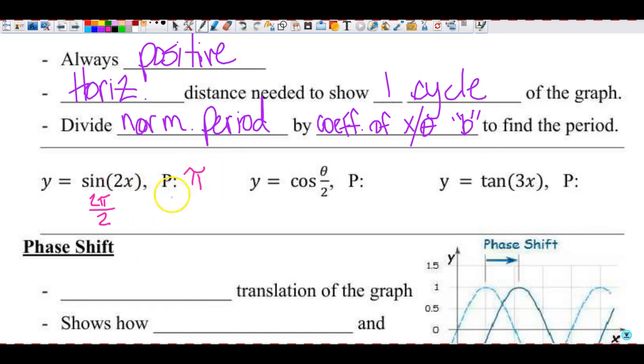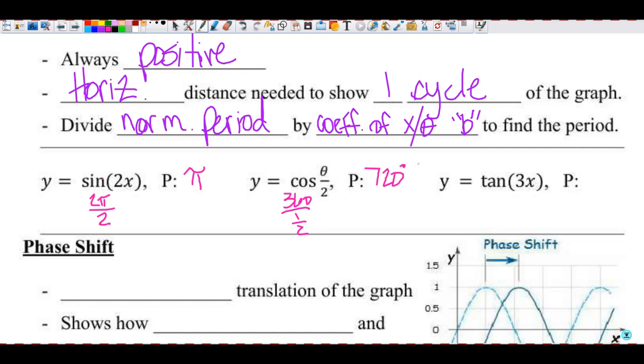All right, pi. My period is pi. Here, remember this is cosine of like 1/2 theta. Well, we're using theta, which means degrees. So we're going to take 360, because that's our normal period for cosine, and we're going to divide it by this coefficient, which is 1/2. When you take 360 and divide it by 1/2, it's like multiplying by the reciprocal. So that's 360 times 2, which is 720 degrees. So it got stretched out.